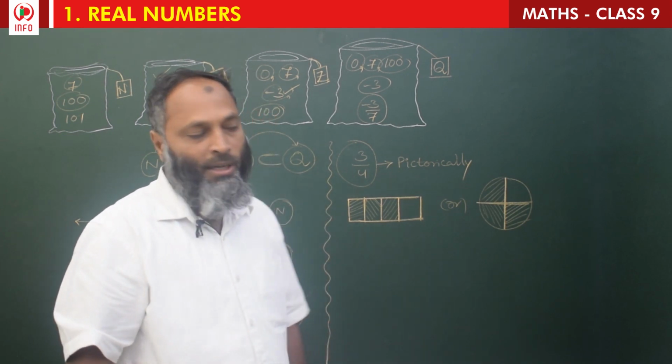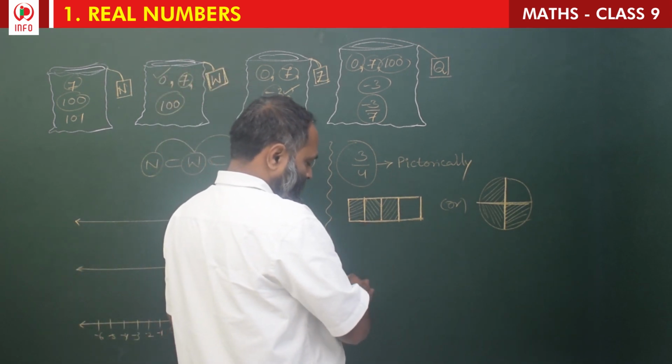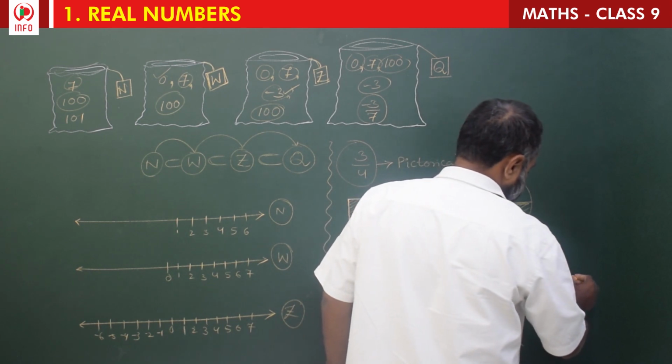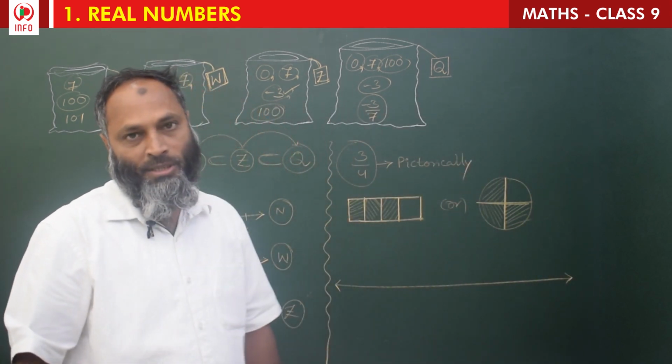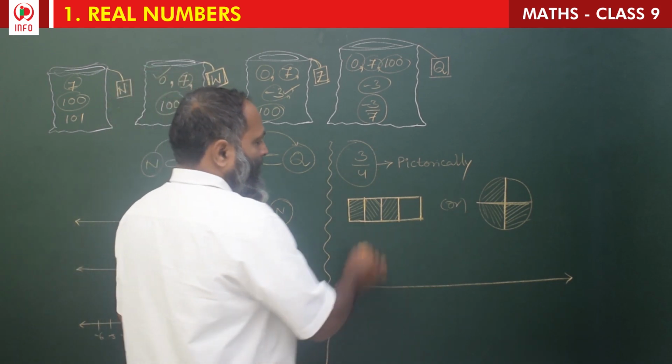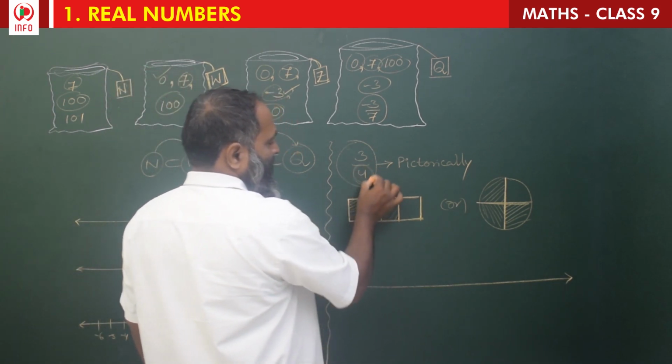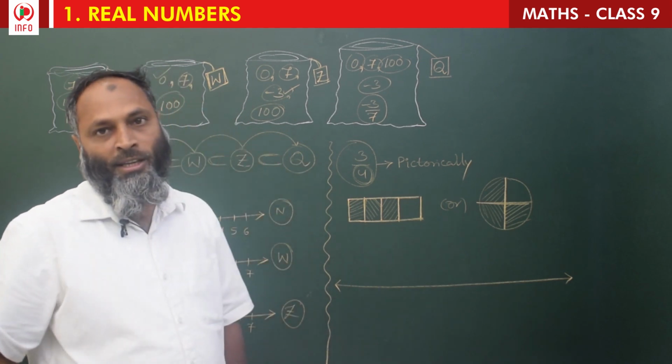Okay. Now, how to represent 3 by 4 on a number line? See here, by 4 is there. First we should concentrate on the denominator, 4.